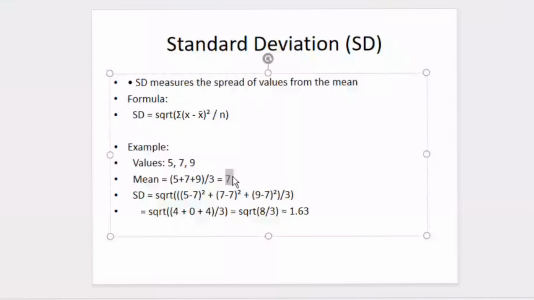Then once you've gotten all these answers, you add them all together. Then divide by 3, or by the total number. There are 3 values, so divided by the 3 values. Once you've gotten that answer, you then take the square root. This is what we had here, 8 over 3. Then you take the square root of 8 over 3. You have your standard deviation, which is 1.63.